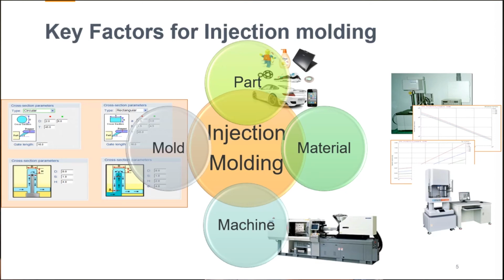Okay, and then we have the material, all the material properties like PVT data, the viscosity, the mechanical properties. And finally, we have the machine itself, whether it's electric, whether it's hydraulic, is the machine controlling system stable or not.